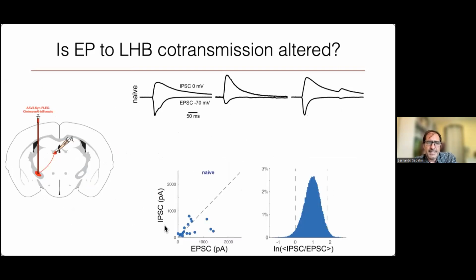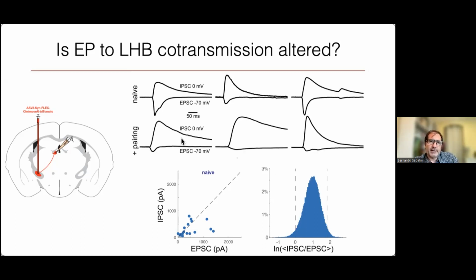And if we take 20 or so of those recordings and look at a bootstrap distribution of a subset of those to understand what the natural variation is in the log of the IPSC to EPSC, you can see that distribution shown here in blue. And these dashed lines show the cutoffs for p equals 0.05 for things that are statistically different from the mean.